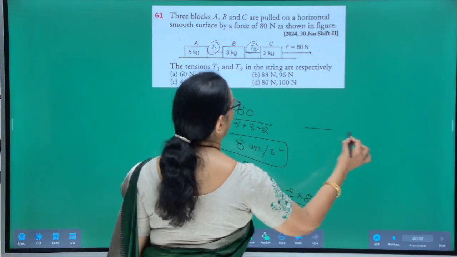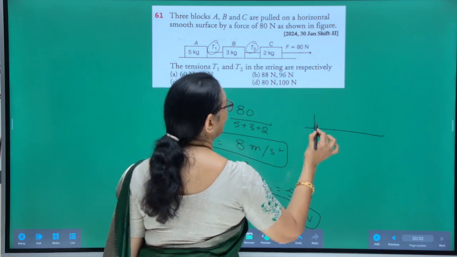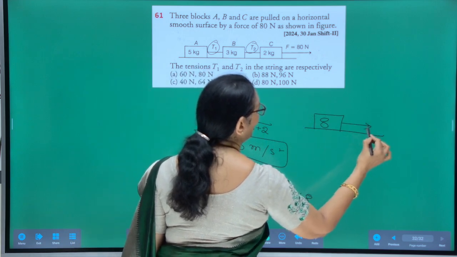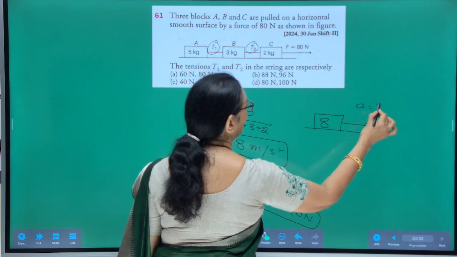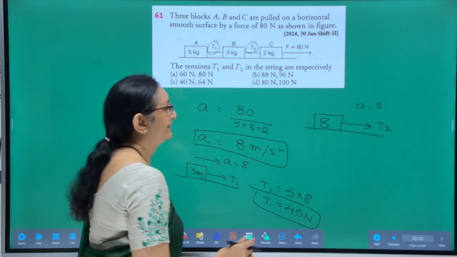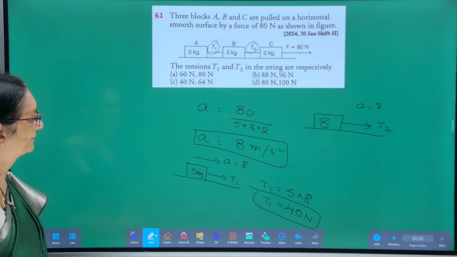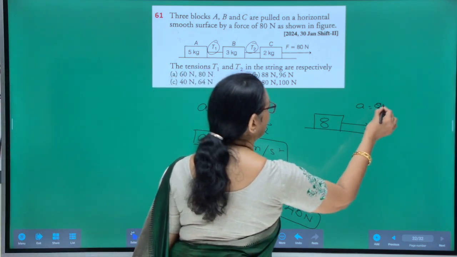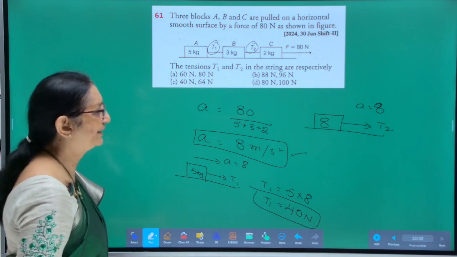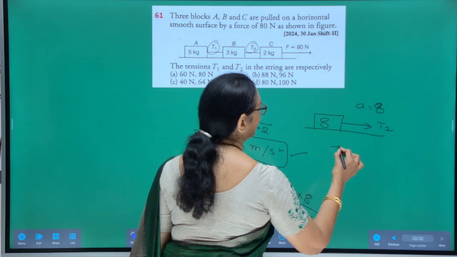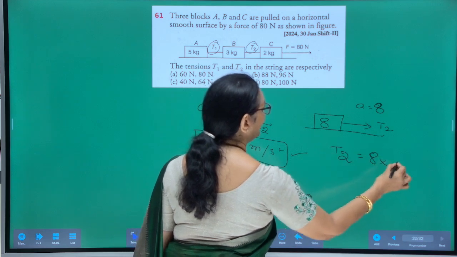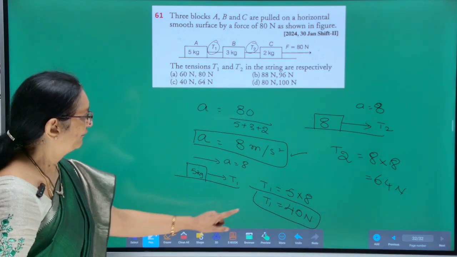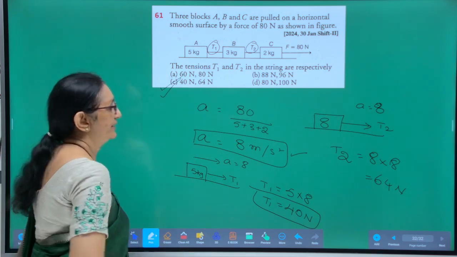Coming to T2, look here, 5 plus 3, together it is 8 kg. And this system is moving with an acceleration of 8 meter per second square, isn't it? Here acceleration is 8 meter per second square created by tension T2. So T2 is 8 8s are 64 Newton. So the answer is 40 and 64, option 3.